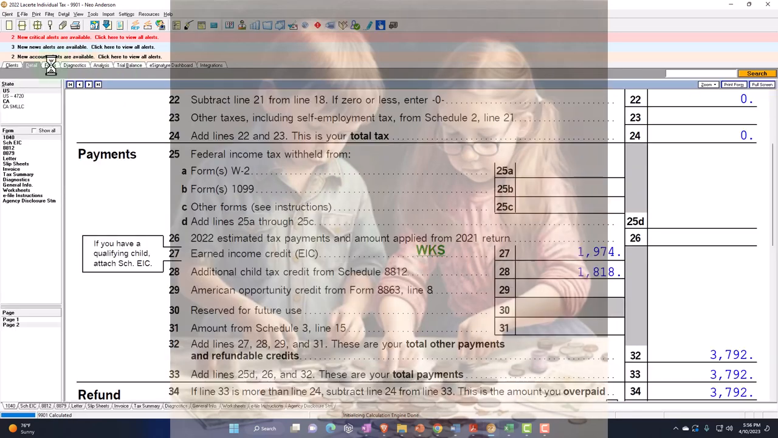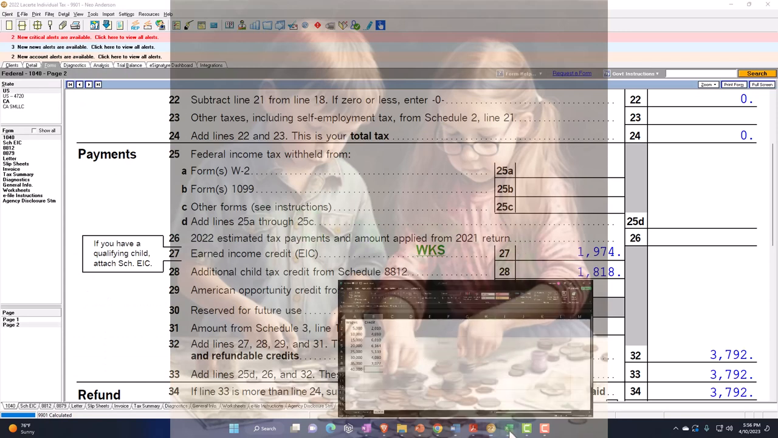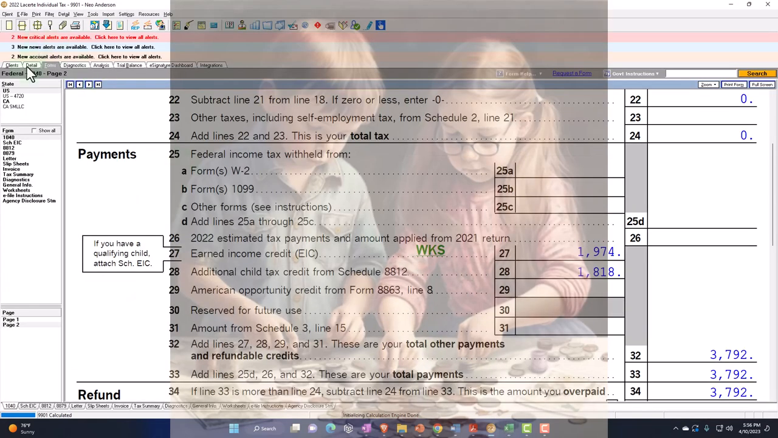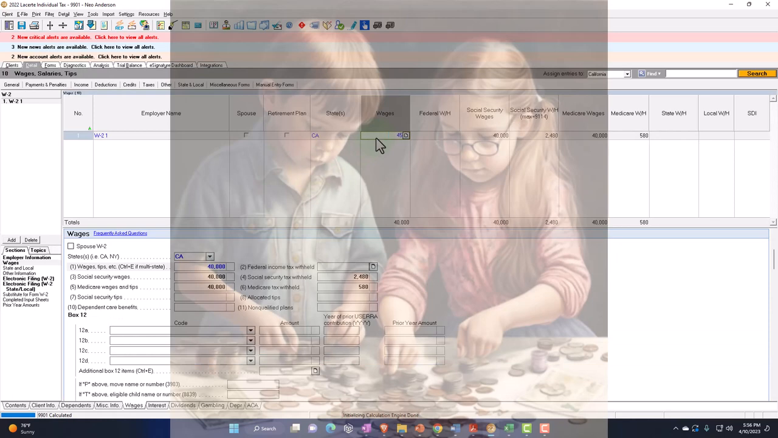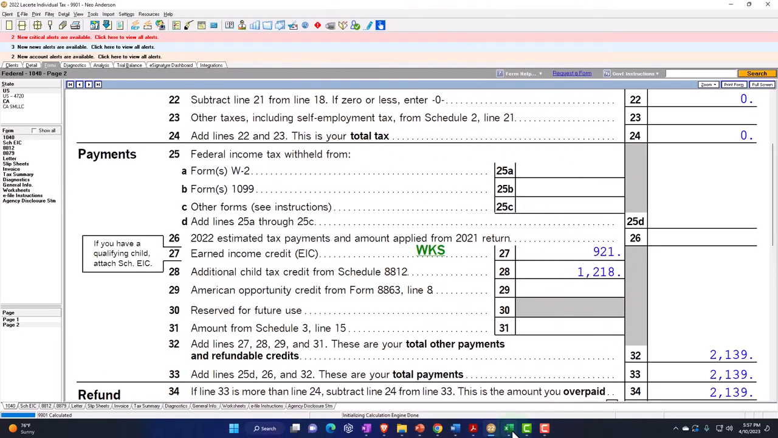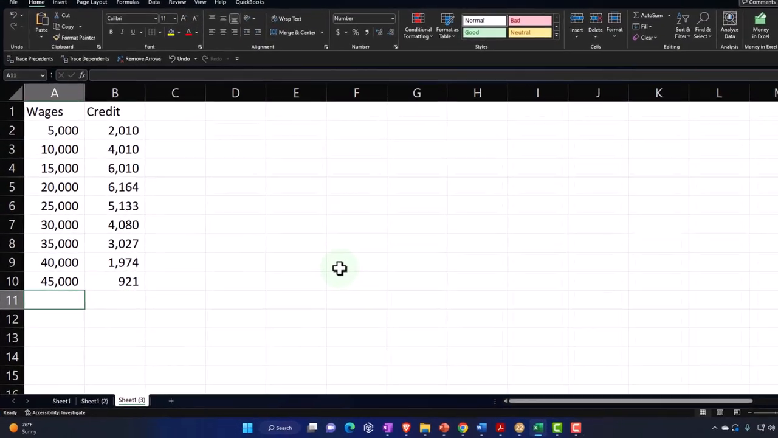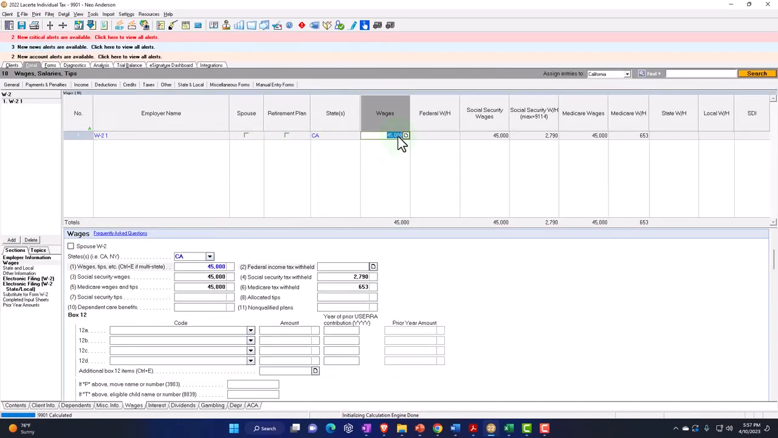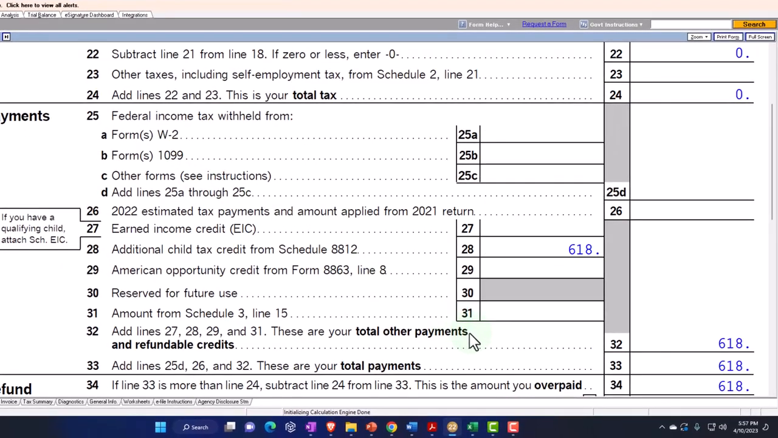$40,000 is going to bring us to the 1974. And then if we go up to $45,000, that brings us up to the 921. And finally, $50,000 is over the cap and it'll go back down to zero. So if I did this all correctly, it goes back down to zero.